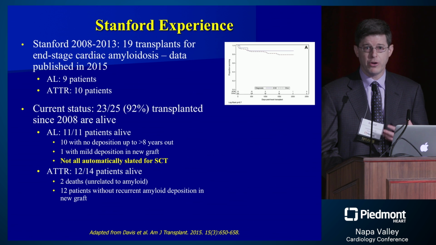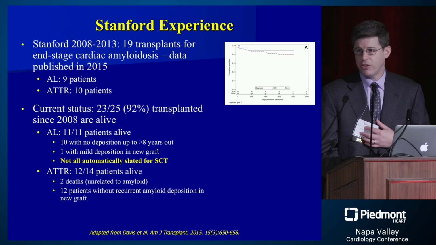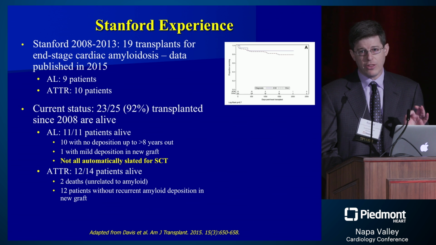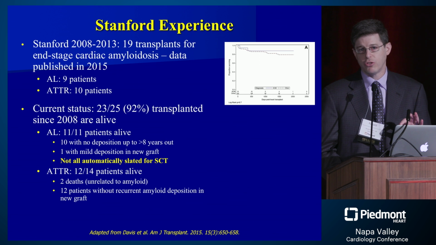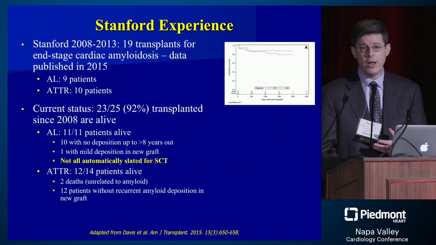Over that time period, there were 19 patients. We've transplanted 6 more since then. It turns out that if you're very careful about how you select them and make sure for the AL patients the light chain control is good, they can do very well. As you can see, we've had a 92% survival of those patients. It's actually better, frankly, than our overall transplant survival.